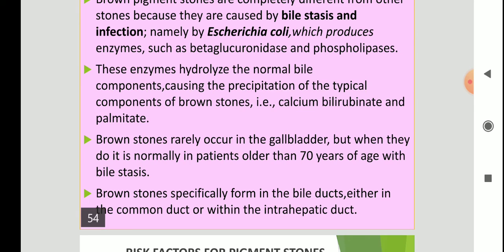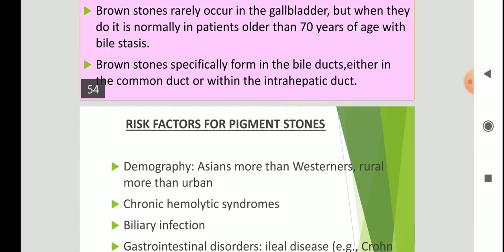The brown stones rarely occur in the gallbladder, but when they do, it is normal in patients older than 70 years with bile stasis history. So the brown stones specifically form in the bile ducts. When it forms in the bile ducts, it causes acute pain, so you can't take elective surgery as an option. It could be taken as an emergency call there, either in the common bile ducts or within the intrahepatic ducts.